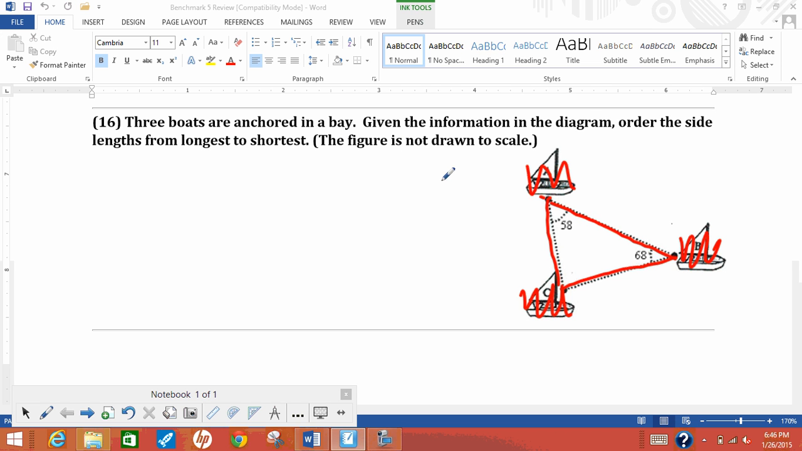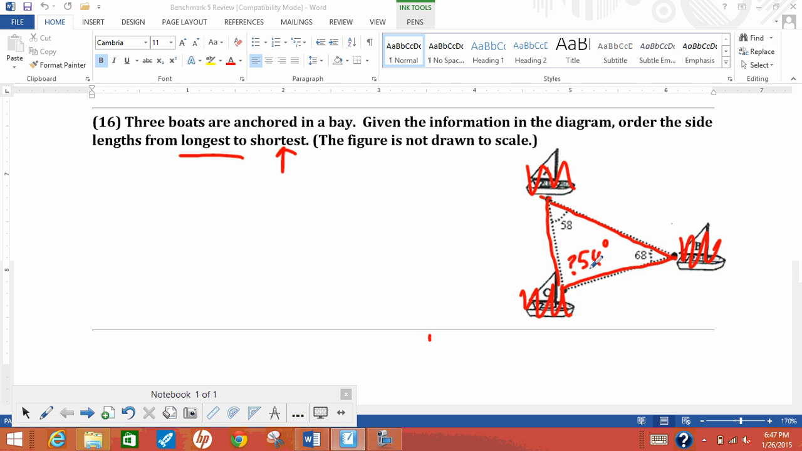So I want to list the lengths from longest to shortest. So the longest side will be across from the biggest angle. So my first task is to find out what this angle is here. And the easiest way to do that is to subtract those two angles from 180. So 180 minus 58 minus 68.